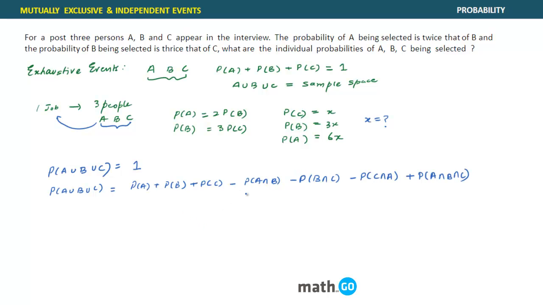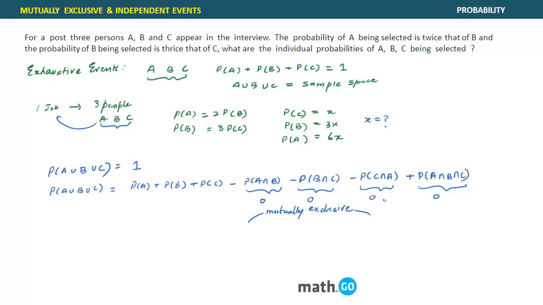If you notice, this is nothing but 0, this cannot happen, because since it is a single job, both A and B cannot be selected. There is one job and you are entitled to select only one person, so this is not possible. Similarly, this is not possible, and obviously all 3 cannot be selected. So this is 0. In a way, these are called mutually exclusive cases. Understood? This question was based on mutual exclusivity, that only if A is happening, B cannot occur.